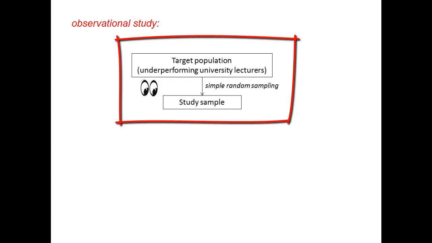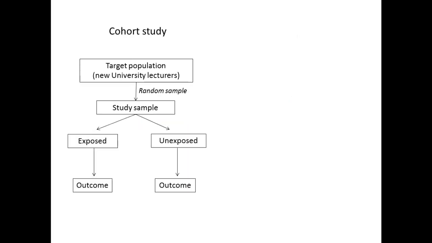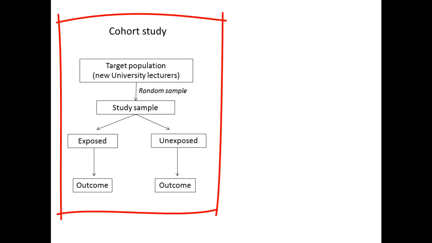So how might we look at the caffeine and academic performance question in an observational study? Well, two common designs are what's called a cohort study and a case control study. In a cohort study, we might take a random sample of new university lecturers, ascertain their caffeine consumption over a 6-month period, say, and then follow them up at their 12-month staff review.